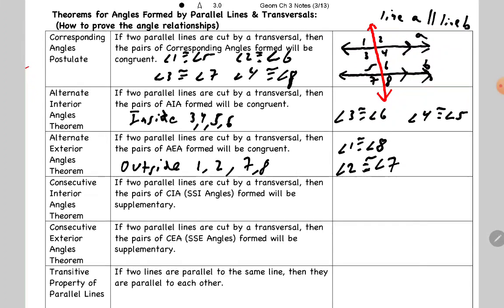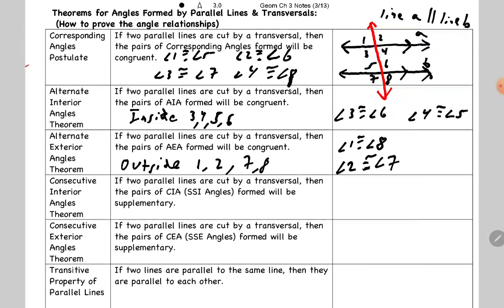Consecutive interior. So consecutive means same side. Let's look closely at this one. This is where it changes. Instead of being congruent, meaning the same measurement, this time they are supplementary. So angle 3 plus angle 5 equals 180. And then angle 4 plus angle 6 is 180.